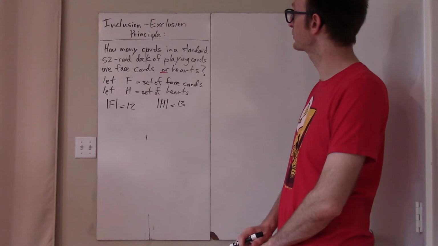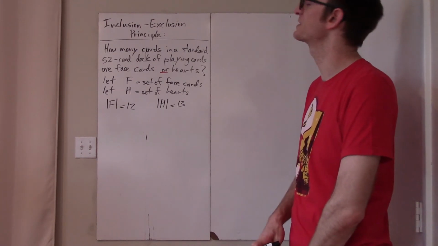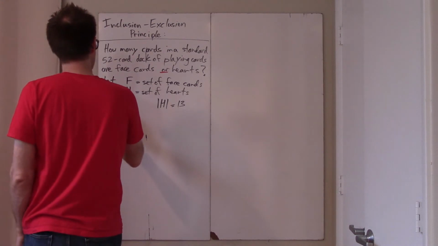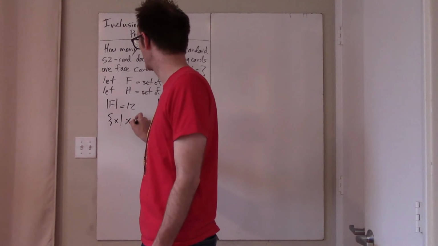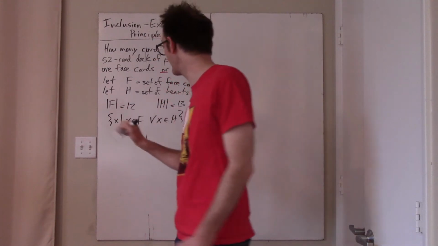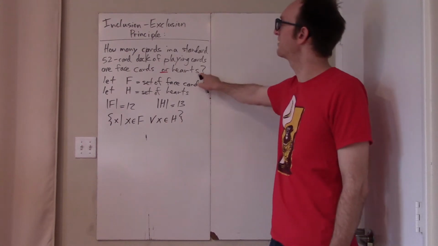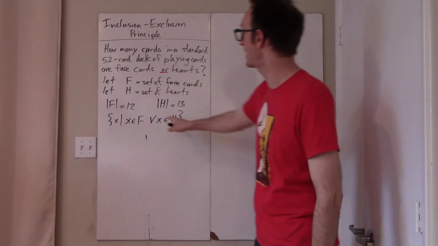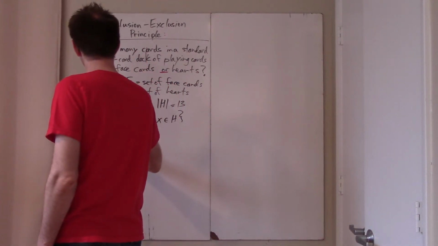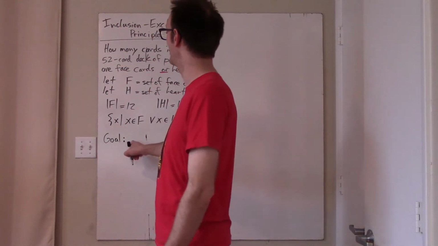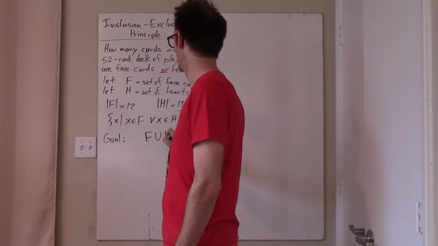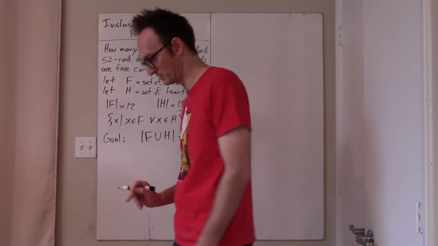Now what are we actually trying to count? Well, what we're actually trying to count is the size of the set of cards which are either face cards or hearts. And so what we want to figure out is the set of all x such that x is either in the set of face cards or in the set of hearts. Maybe that's just more of a direct translation of the English sentence. But of course, when we're talking about the set of all things which are either a face card or a heart, then we're talking about the union of those two sets. So translated into mathematical language, what we want to do is to construct the set F union H, and then to find the size of that set. That's really what we're counting.